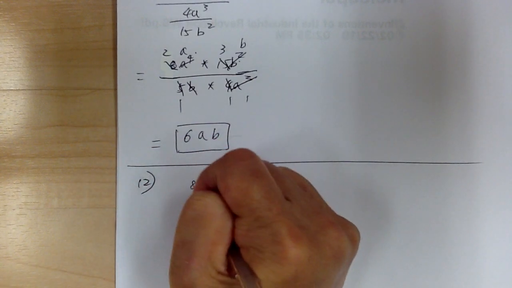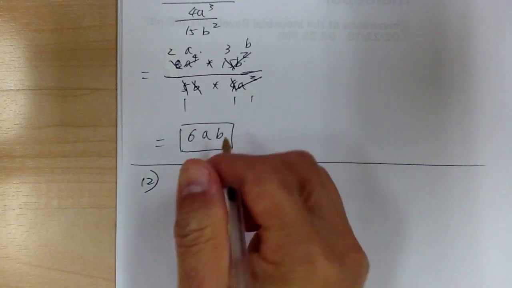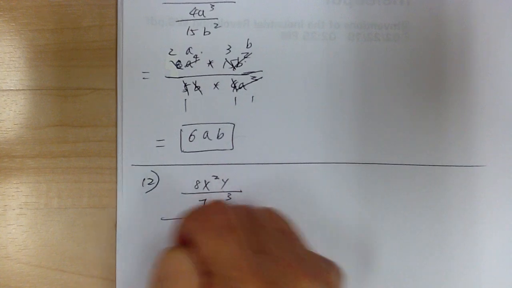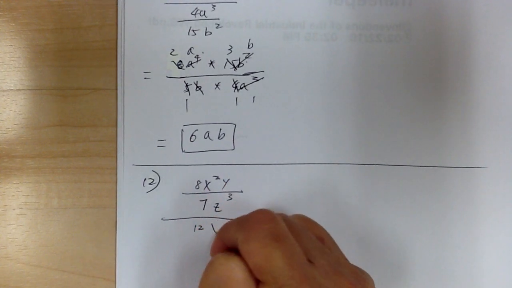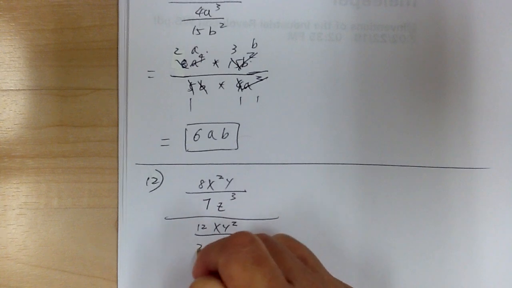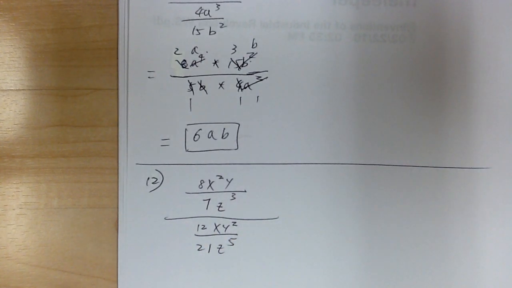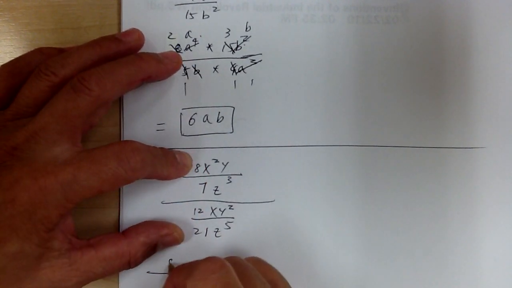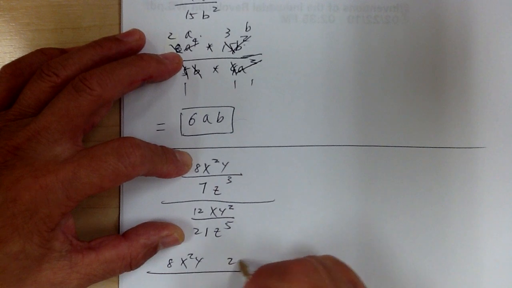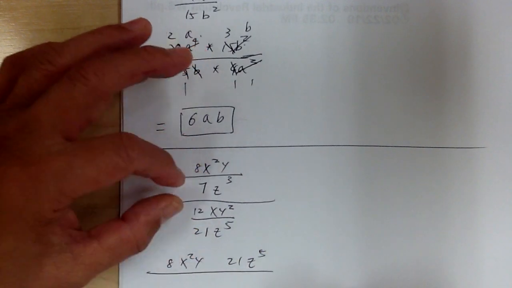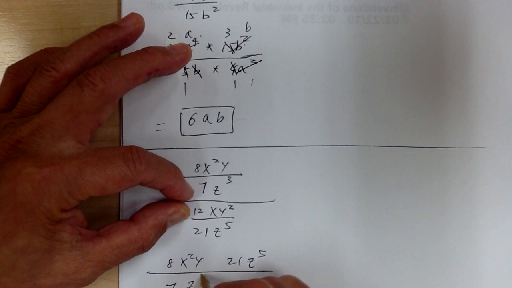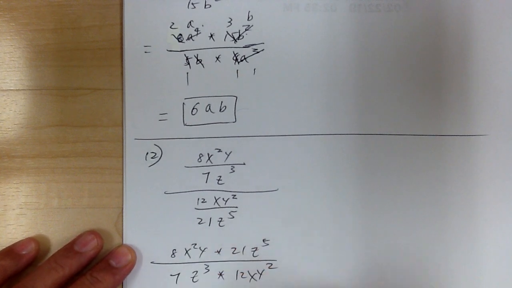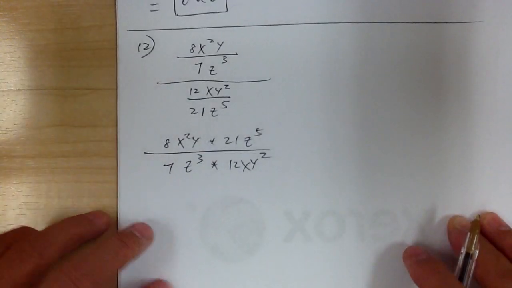Okay, number 12, you got 8x squared y divided by 7z cubed, the whole thing divided by 12xy squared divided by 21z to the 5. So no addition, subtraction, so you can use the outer over inner. So the outside goes on the top, so it'd be 8x squared y and 21z to the 5. The inside goes on the bottom, so 7z cubed and 12xy squared. And you can go and start to cancel things out.